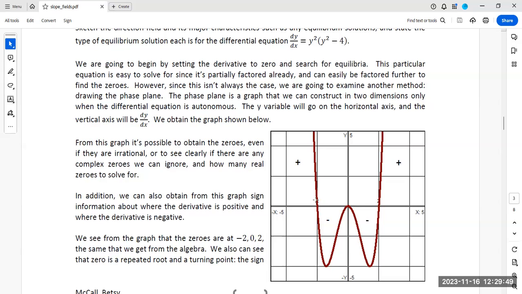And then we can also see from this graph that it's going to be positive, then negative, and it's going to stay negative, and then it's going to be positive on the outside. So when we transfer this, which is sometimes referred to as a phase plane, we can transfer this sign information to our actual slope field.